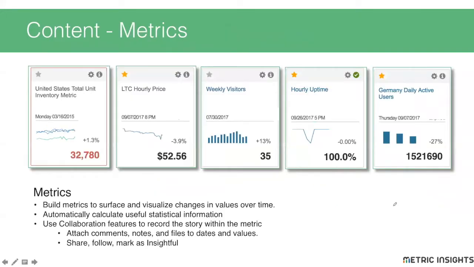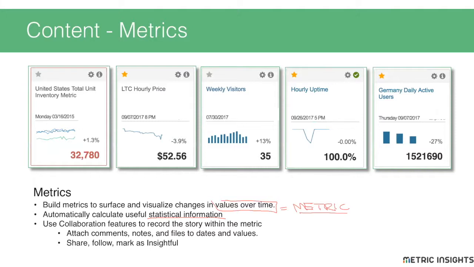Metrics are standardized line graphs or bar charts that measure values over time. Anytime you're working with metrics, you will use values over time. Metric values are stored in our KPI warehouse and used to automatically calculate moving averages, standard deviations, and highest and lowest values. Customers use metrics to quickly and consistently measure KPIs.